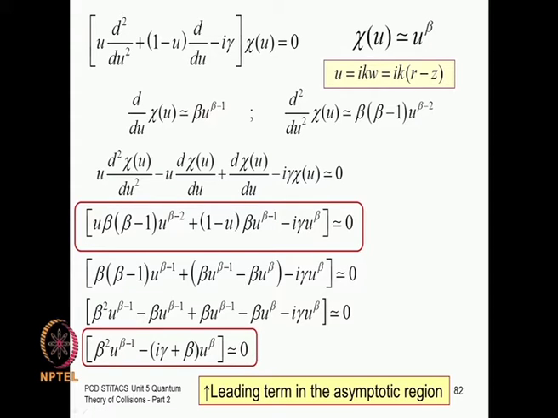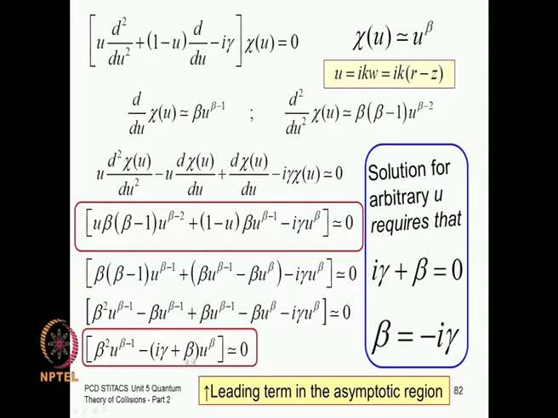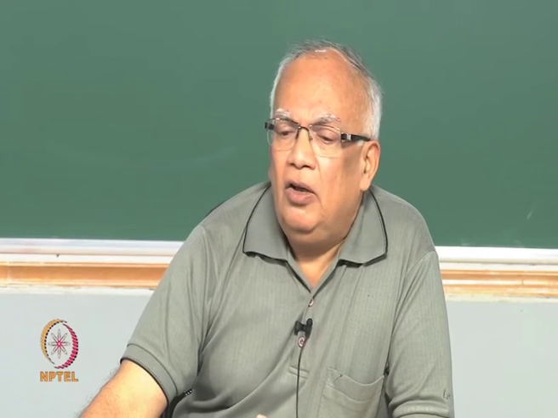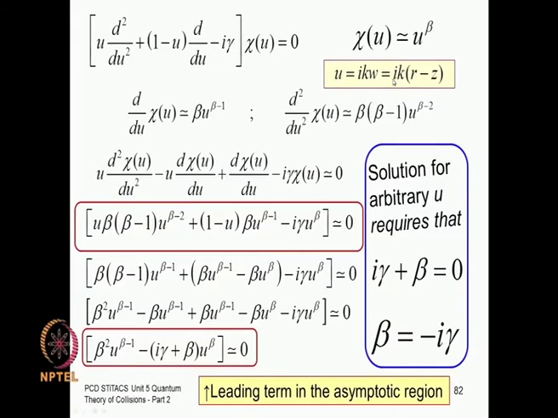So, if we can ensure that the leading term goes to 0, when will the equation with the leading term go to 0? When i gamma plus beta is 0. So, i gamma plus beta must be 0, and this condition will make it possible. There may be some additional conditions that have to be satisfied, and we are going to discuss those. So, this will be the situation under which we can accept a solution for chi, which goes as u to the power beta, and the complete solution of course is e to the ikz times chi, which we have written in the previous slide. So, this is your solution now to the Schrodinger equation.